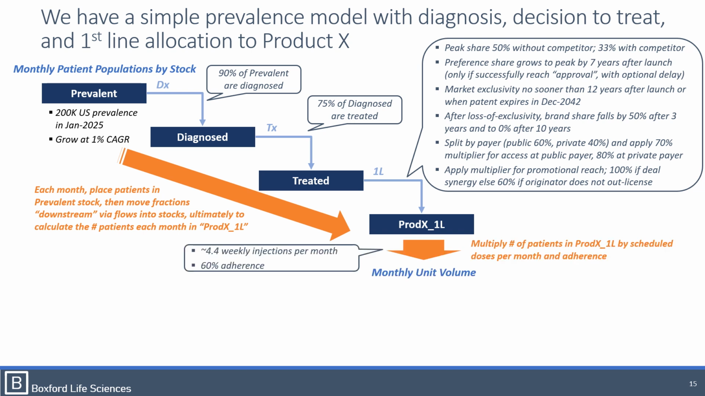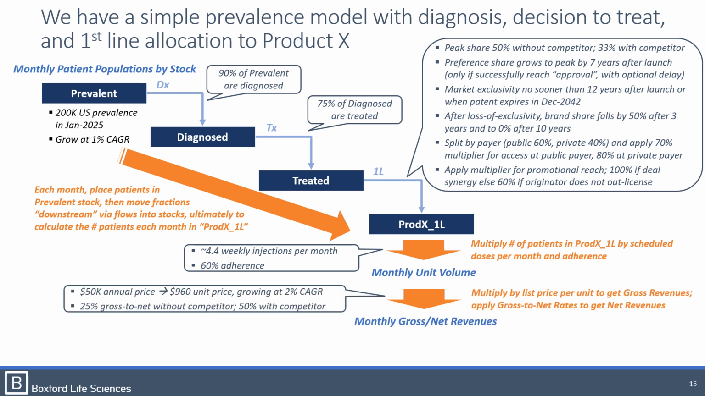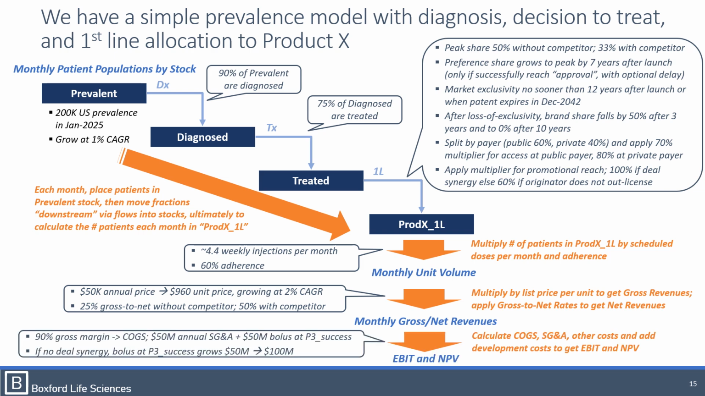Once we calculate the patient populations in each stock as a function of time, we can look at the patients in product X 1L, which we declare to be a drug-consuming stock, and calculate, based on the scheduled number of injections per month and the adherence rate, the monthly units of drug that are consumed. Multiply that by the list price at that time, which itself is going to be growing, to get monthly gross revenues, apply the gross to net rate to get net revenues, and then subtract all the other costs that we calculate: cost of goods sold, selling, general, and administrative, other marketing costs, and the development costs, in order to get earnings before interest and taxes and net present value.